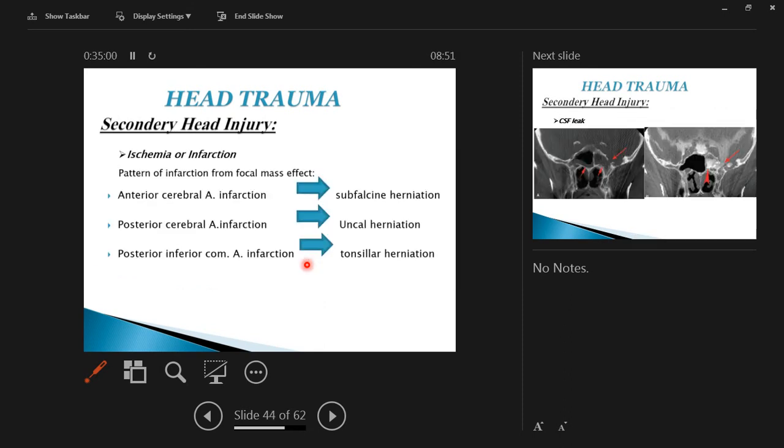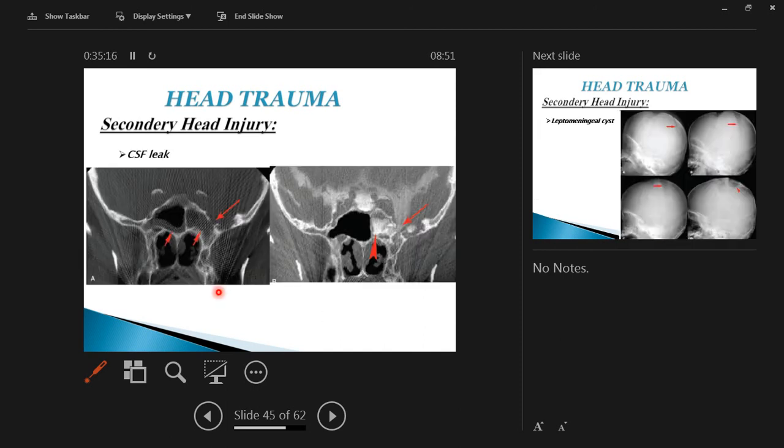Cerebral areas. I think in the book it's written like this. Okay, so we'll make cerebral.